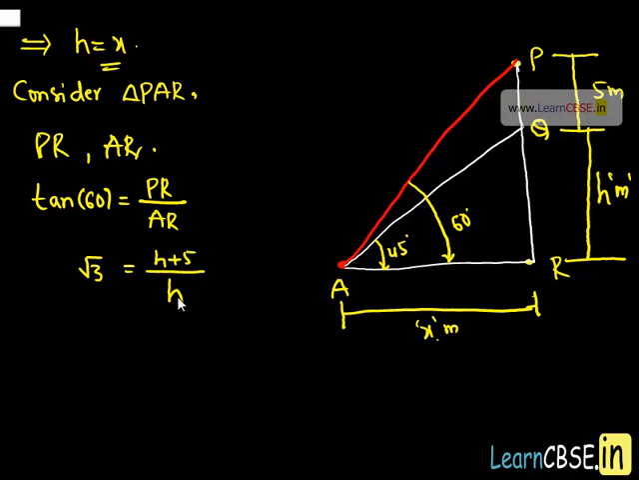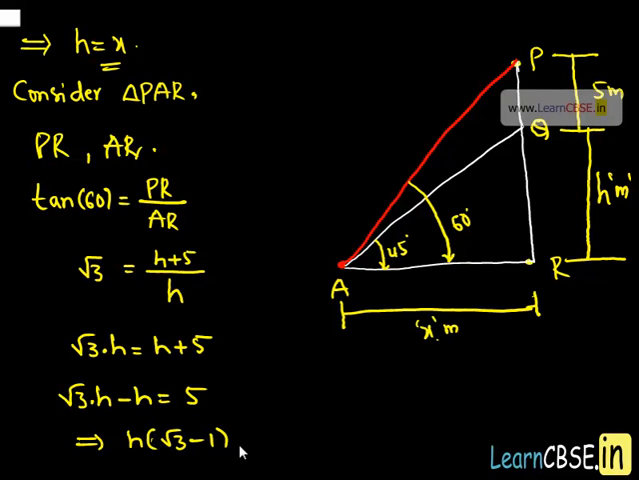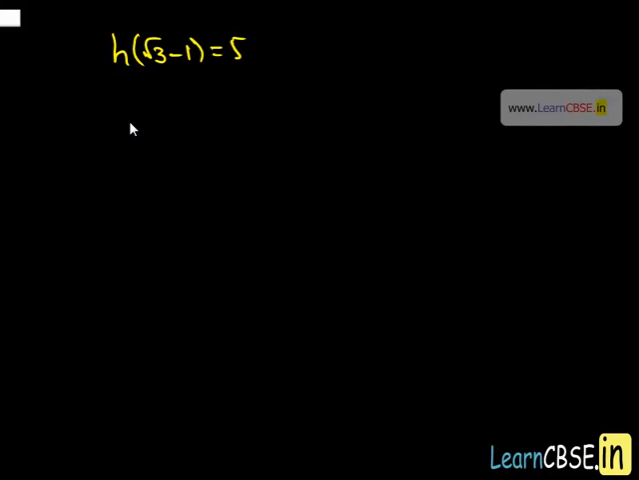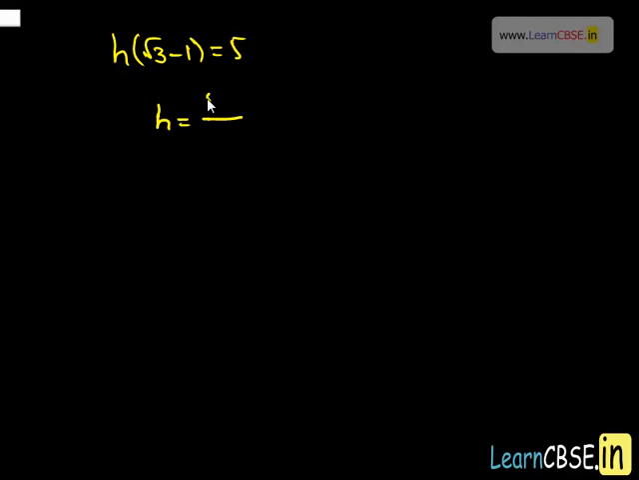Let us transpose the denominator h to the left hand side. We have under root 3 times h is equal to h plus 5. Let us bring the variable h to the left hand side. We get root 3 times h minus h is equal to 5. By taking h common, we have h times under root 3 minus 1 is equal to 5. Now transpose root 3 minus 1 to the right hand side. We have 5 upon root 3 minus 1.